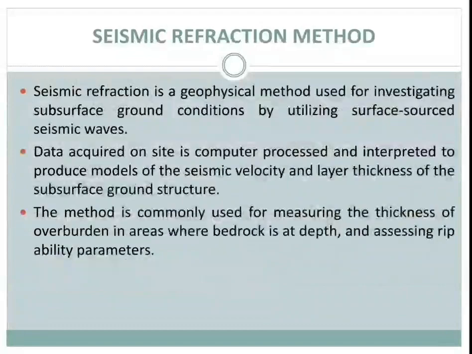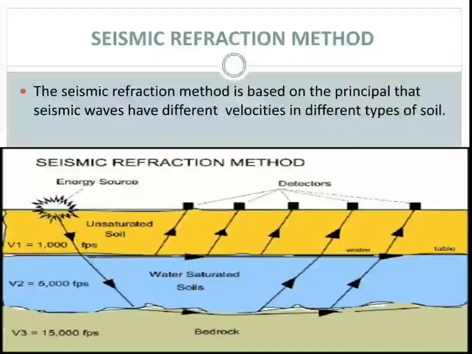In this method, the sound waves are generated at the ground level, at a certain depth, by exploding a small charge or by striking a plate on the soil with a hammer. These shock waves travel down in the subsoil strata and are refracted after striking a hard stratum. Then the refracted shock waves are picked up by a geophone or vibration detector, which records the travel time of the shock wave.